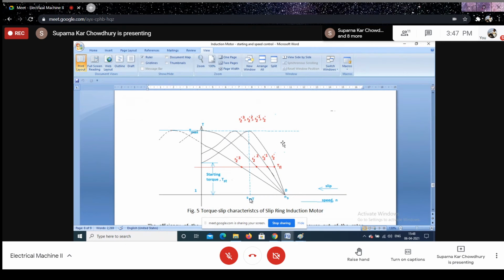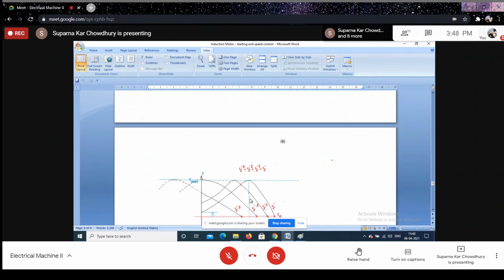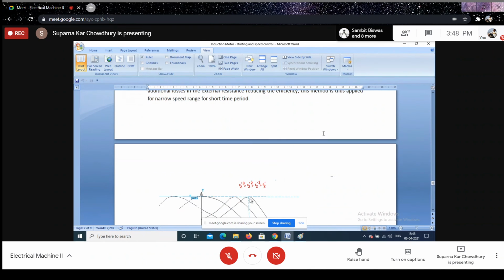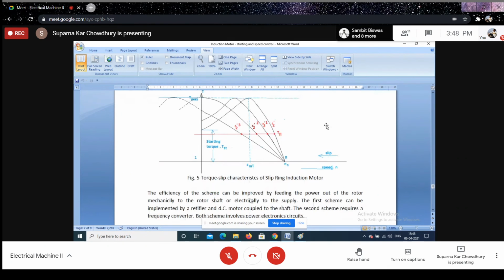But obviously, as we are inserting resistance in the circuit, there will be large I square R losses, so efficiency will reduce. So this also has a very limited use, for small motor applications, where it is not advisable to use expensive speed control devices, the speed range is very small, and the time period of requirement is also very short. Then we can go for this method. But obviously, this is applicable for slip ring motors only.